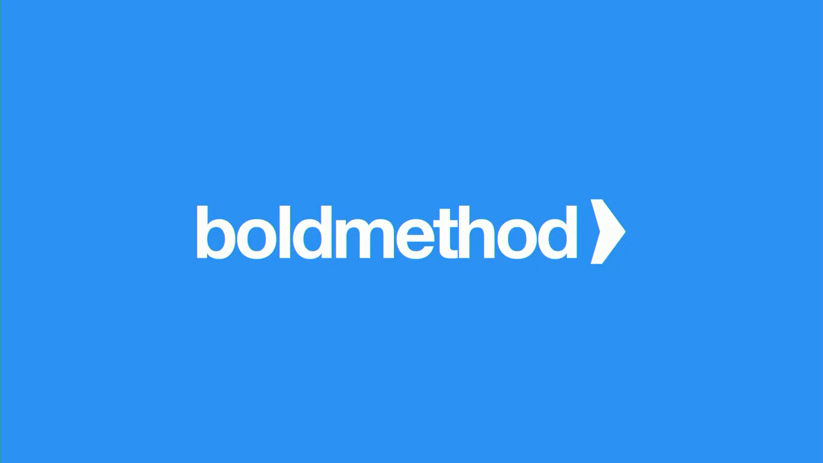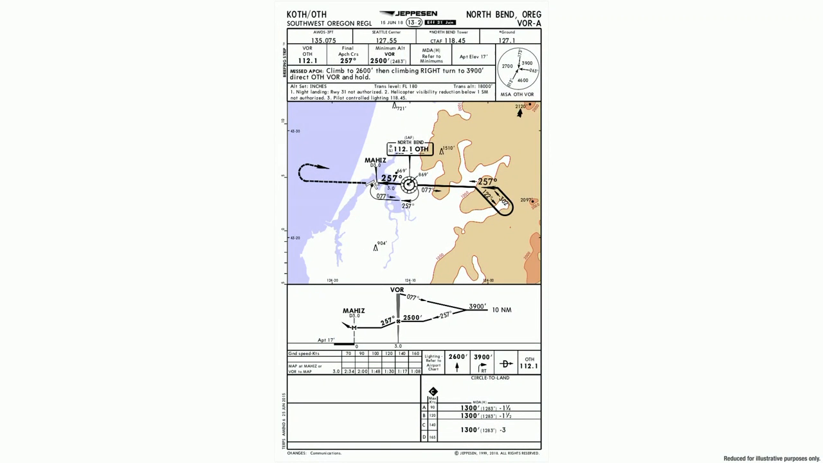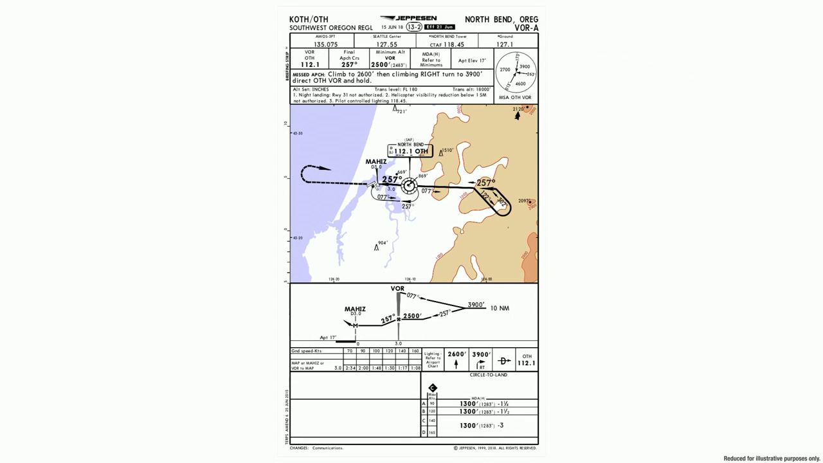To dive in, let's start talking about approach names. The first approach we're going to show is the most basic, and it's a circling approach. So we'll jump over to the iPad. What you can see here is the VOR Alpha into North Bend, Oregon. Most of you who've seen an approach chart know that the name for the chart is shown in the header section at the very top.